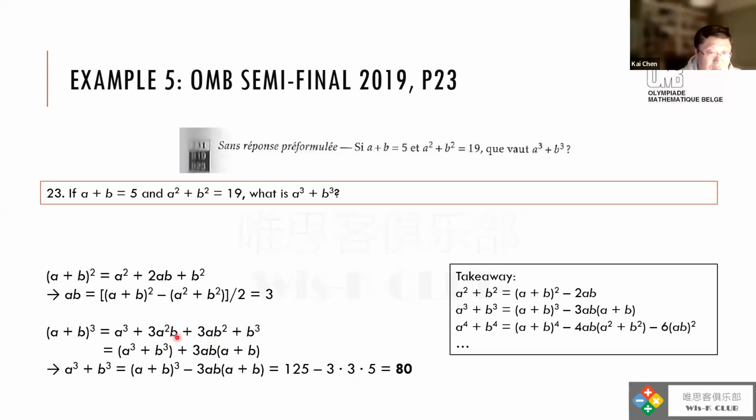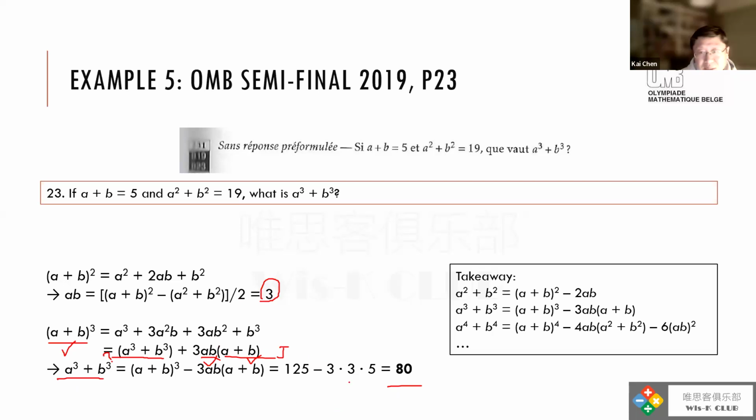And for the 2 terms in the middle, we can take 3AB out, and the left part will be A, because there's A left, and here the B left, so it's A plus B. So in this case, this is something we should know already. AB should be known already, and A plus B is also known already. So we know the sum of cubes can be calculated. Because we know that A times B is 3, A plus B is 5, then you can get 80 at the end.